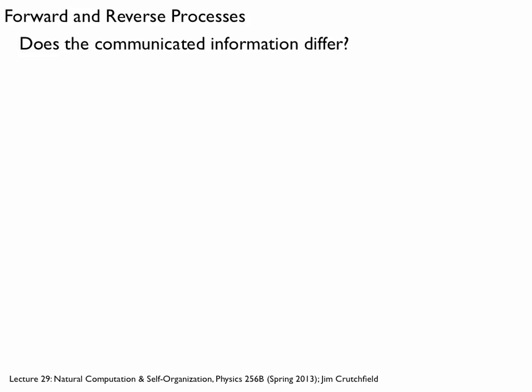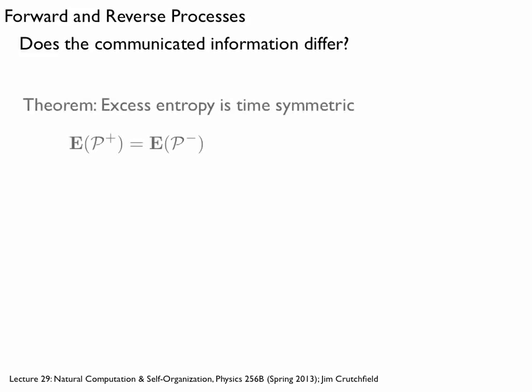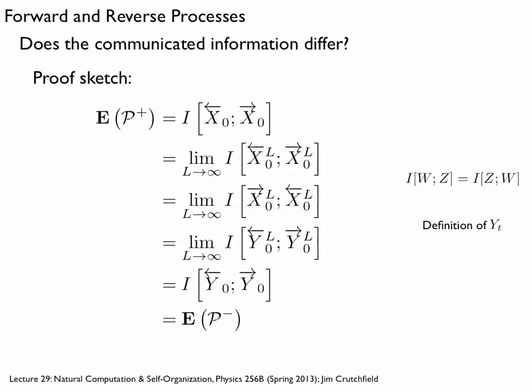Now, does the amount of information shared between the past and the future depend on the scan direction? We talked about that. They're the same. And if you remember, excess entropy is this past-future mutual information. And the idea, well, the proof is pretty straightforward. It's just that the mutual information is symmetric in its variables.